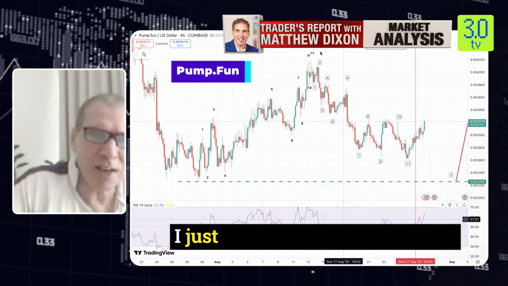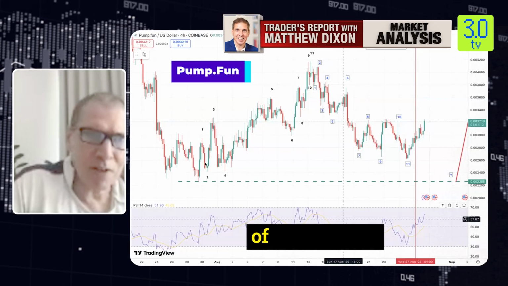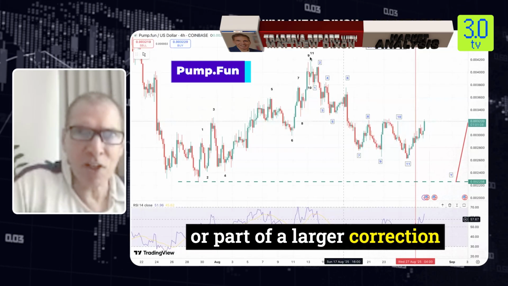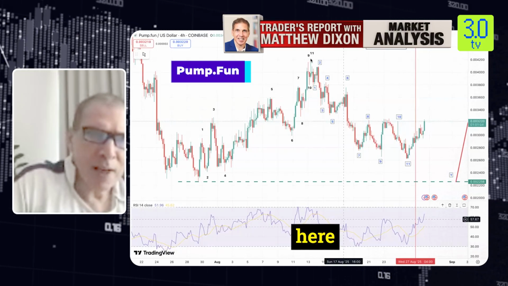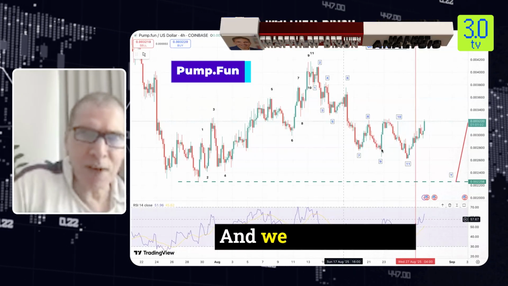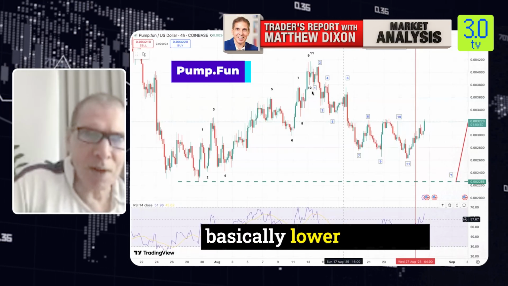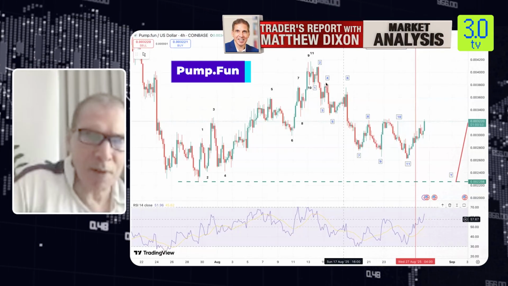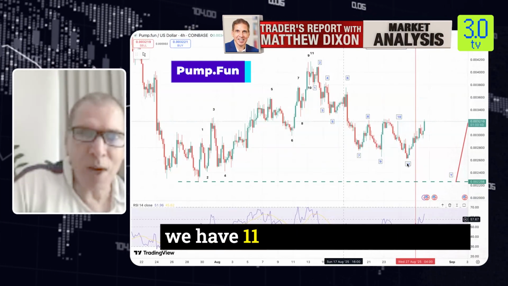Now, if you remember, I just said 11 waves is corrective. So that means this is part of a correction. It may be a completed correction or part of a larger correction. So we have 11 waves to the upside here. And now we need to count the waves to the downside. If we count again here, we have basically lower lows and lower highs all the way down. Lower low, lower high, lower low, lower high, lower low, lower high, and so on. And again, we have 11 waves to the downside.